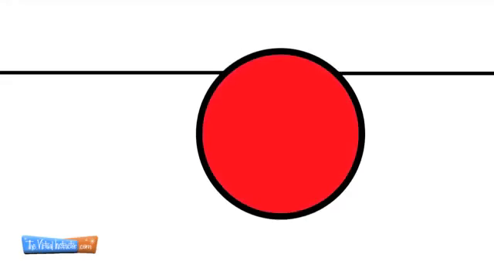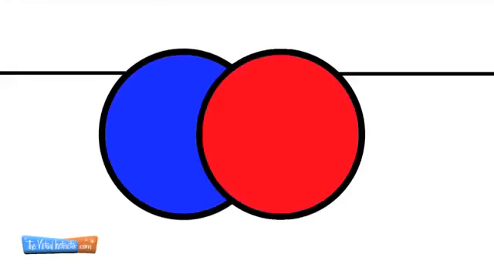Overlapping occurs when one object prevents the viewing of another object or part of another object. If we place a blue ball behind this red ball, we are prevented from seeing part of the blue ball. This is because the red ball is closer to us. This is overlapping.